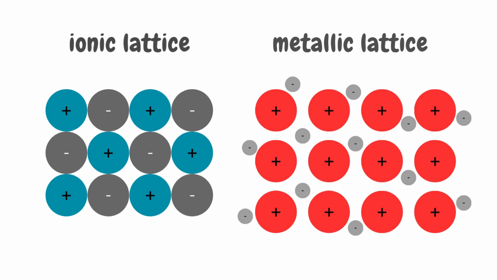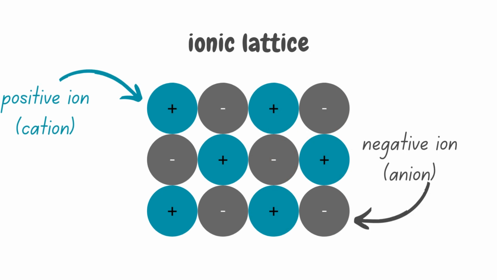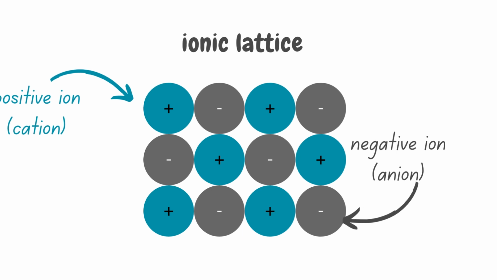In an ionic lattice, we have positive and negative ions arranged in a regular pattern. These ions are fixed in place, creating a rigid structure. They can't move around, which is why ionic compounds are usually poor conductors of electricity when solid.